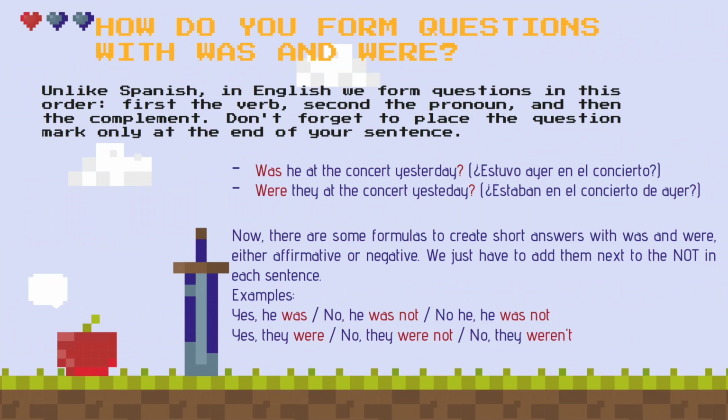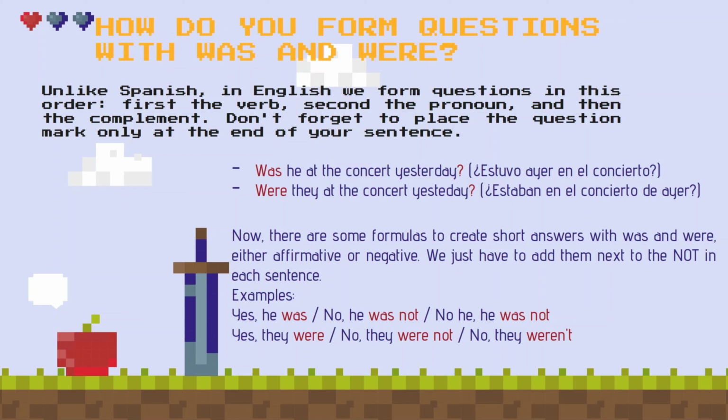Next, how do you form questions with was and were? Unlike Spanish, in English we form questions in this order. First the verb, second the pronoun, and then the complement. Don't forget to place the question mark only at the end of your sentences. Example. Was he at the concert yesterday? ¿Estuvo ayer en el concierto? Were they at the concert yesterday? ¿Estaban en el concierto de ayer?